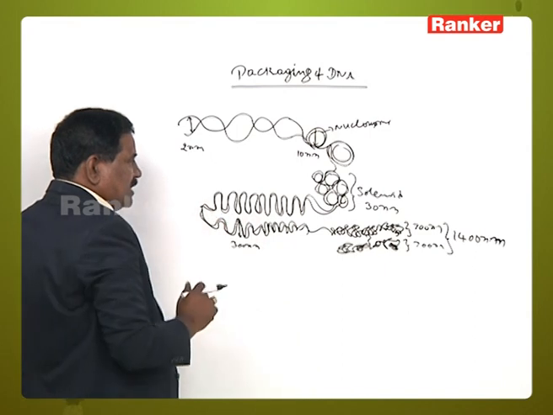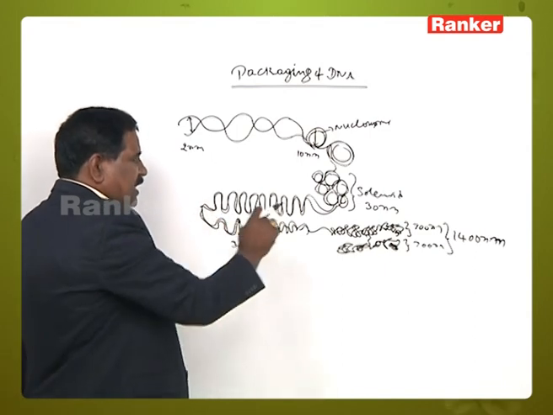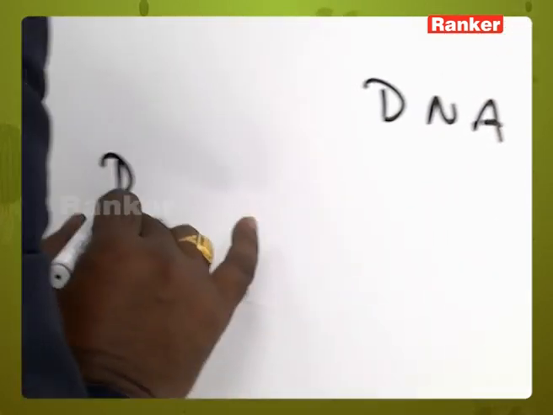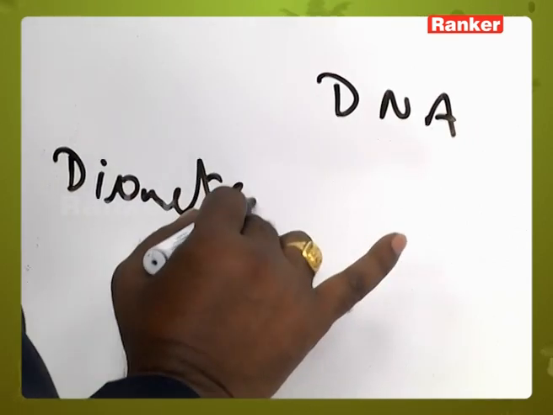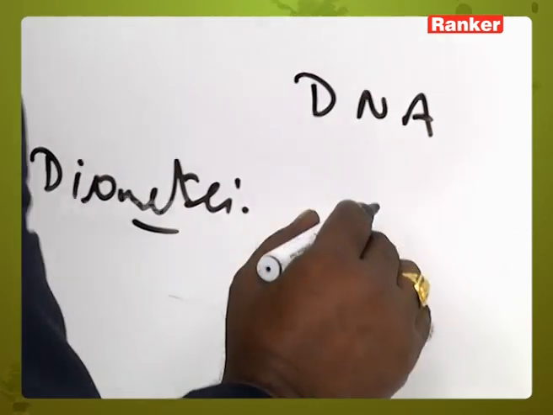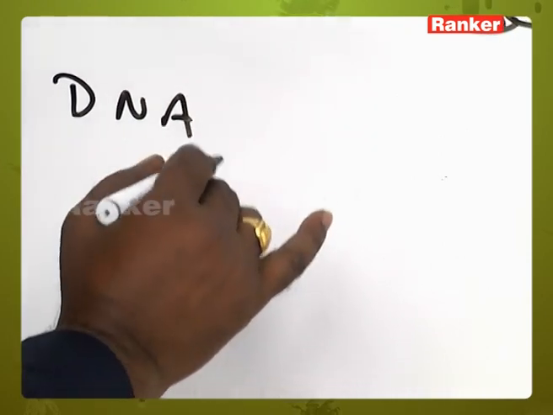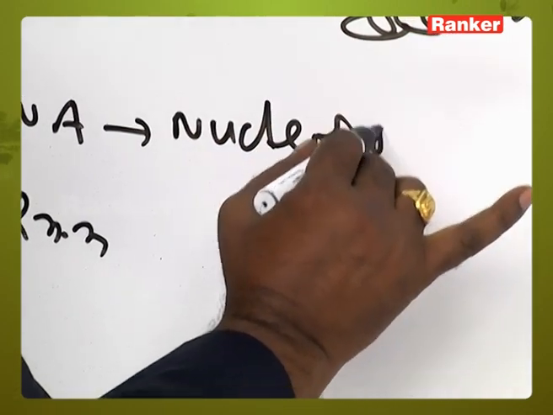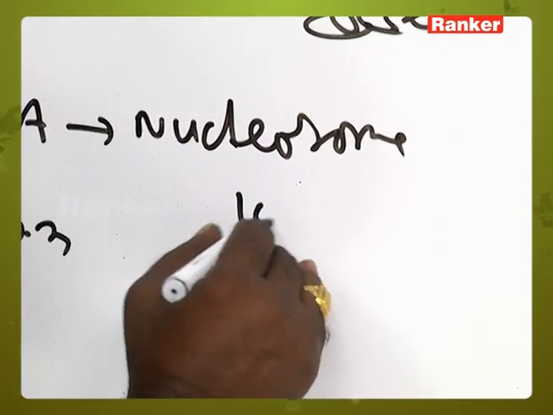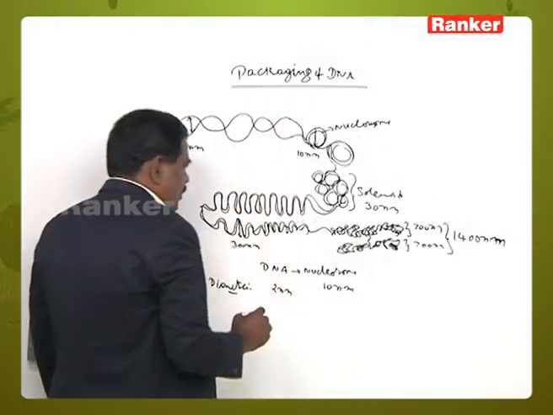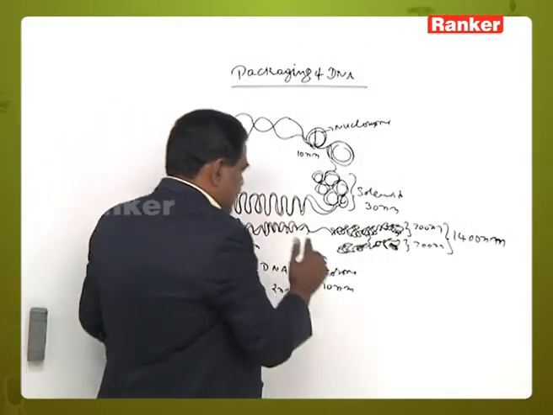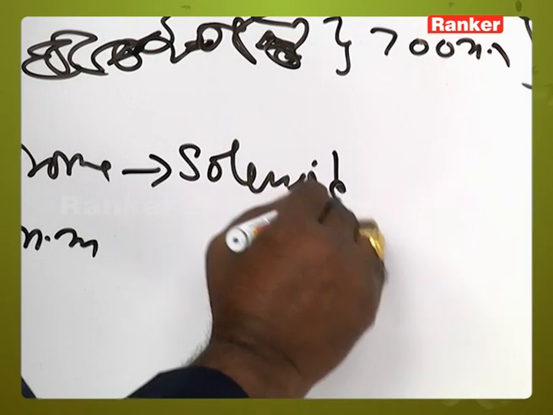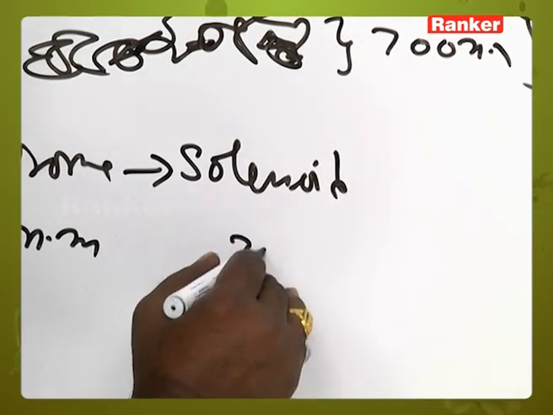So, what are the different structures that are formed during the packaging of DNA in the chromosome? DNA, diameter 2 nanometers. Nucleosome diameter 10 nanometers. 6 nucleosomes arranged like a cylinder are called a solenoid. Solenoid diameter 30 nanometers.